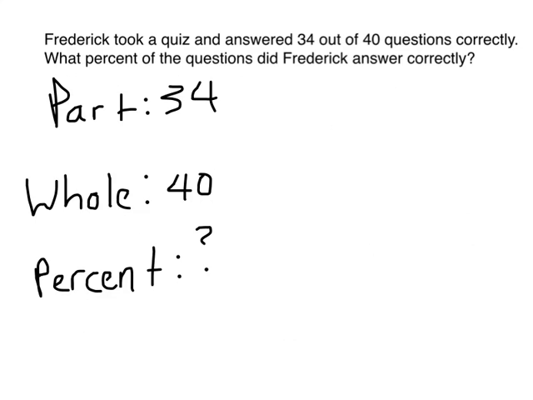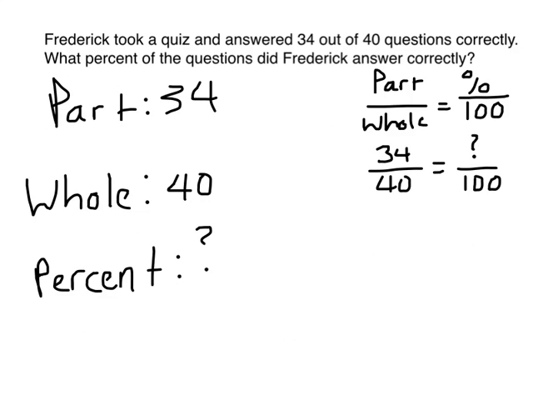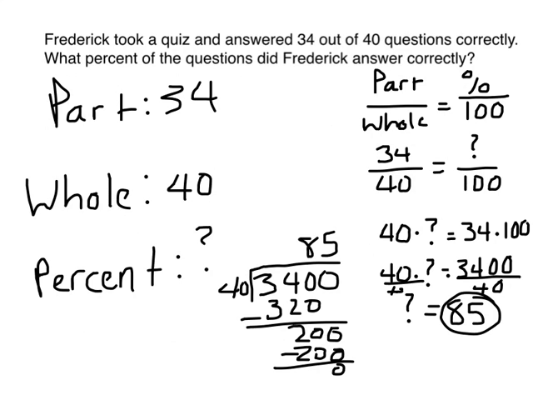How could I set up a proportion to solve for the percent? I know that the part over the whole equals the percent over 100. So in this case, 34 over 40 equals our percent over 100. Now I can cross multiply. Go ahead and cross multiply to solve. The percent is 85. 34 is 85% of 40. Frederick answered 85% of the questions correctly.